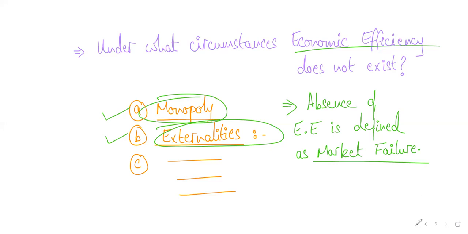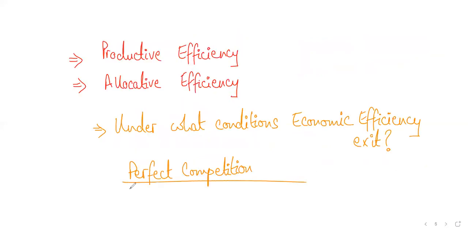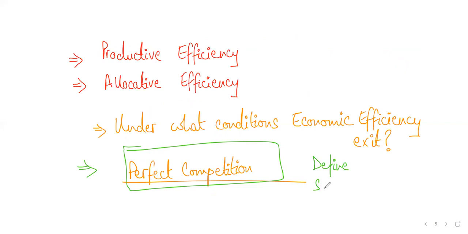So now moving forward, first we'll talk about perfect competition and what that is. And then we'll see how economic efficiency exists in perfect competition. So what is perfect competition? We'll define it, study its characteristics, and then we'll see how economic efficiency exists in this case. Is this making sense to you, students?